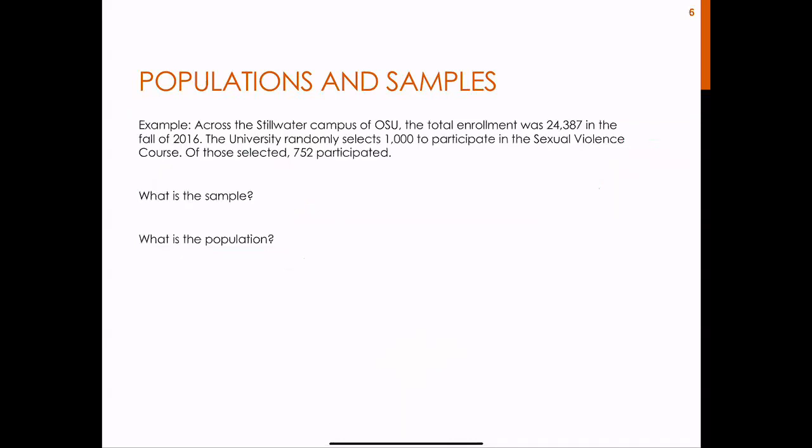So here is an example for the population and samples. Across the student campus of OSU, the total enrollment was 24,387 in the fall of 2016. So the university randomly selected 1,000 to participate in the sexual violence course. Of those selected, 752 participated in this course.